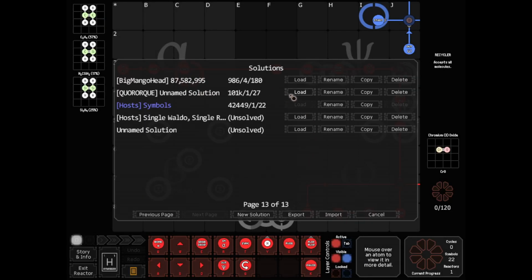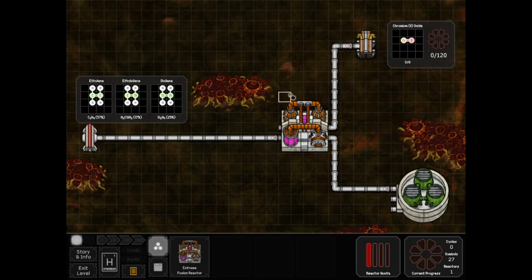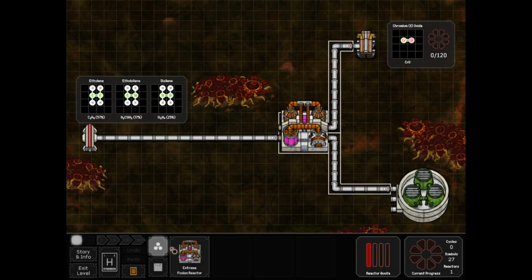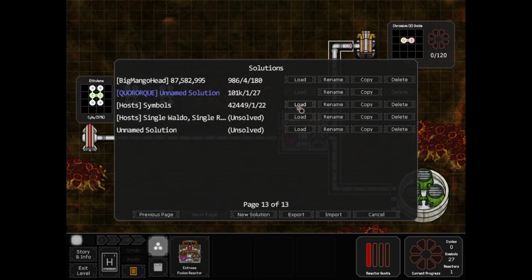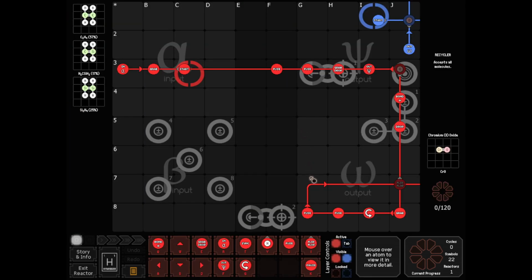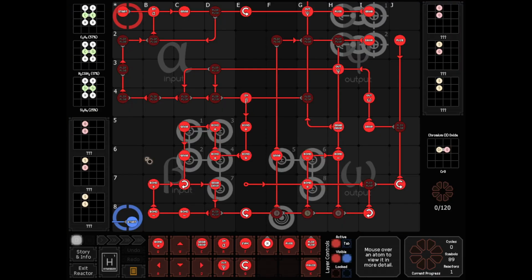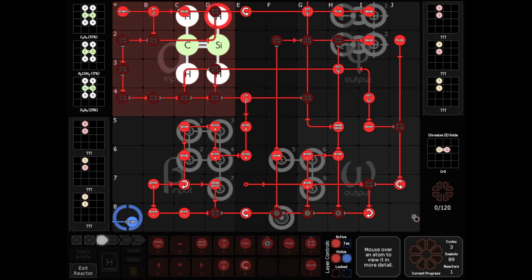Sorry, the previous was 1 Waldo symbol optimized. I'm not sure it's fully optimized, but decently optimized. And this one is 2 Waldos decently symbol optimized. And then we also have a single Waldo, single reactor wasteless solution right here, because who needs a recycler? That looks like this.